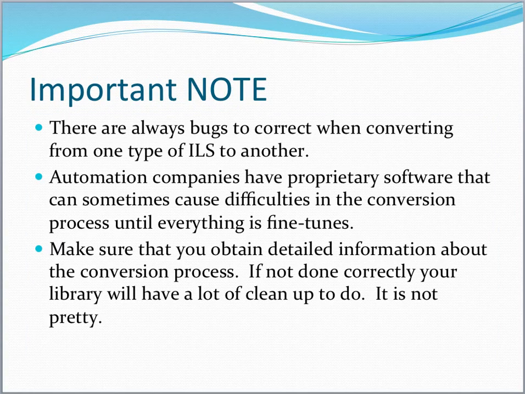Important note. There are always bugs to correct when converting from one type of ILS to another, and this has to do with the migration of bibliographic records and patron records from the old system to the new system, from the legacy system to the new implementation. Automation companies have proprietary software that can sometimes cause difficulties in the conversion process until everything is fine-tuned.